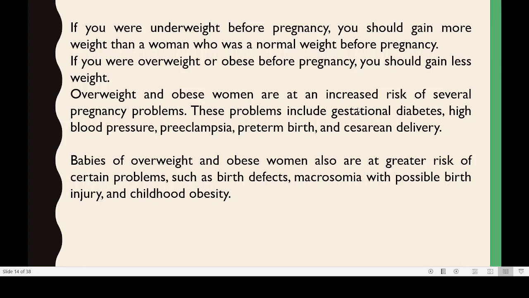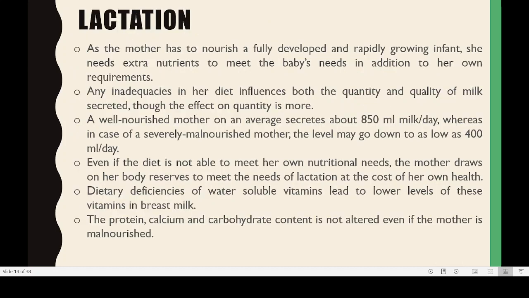Overweight and obese women are at an increased risk of several pregnancy problems. These include gestational diabetes, high blood pressure, preeclampsia, preterm birth, and cesarean delivery. These are some of the problems which can be avoided if you maintain a normal, healthy pregnancy.